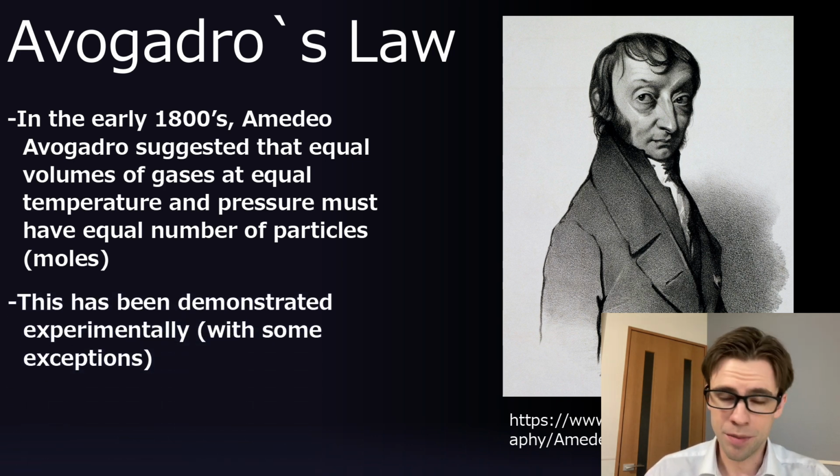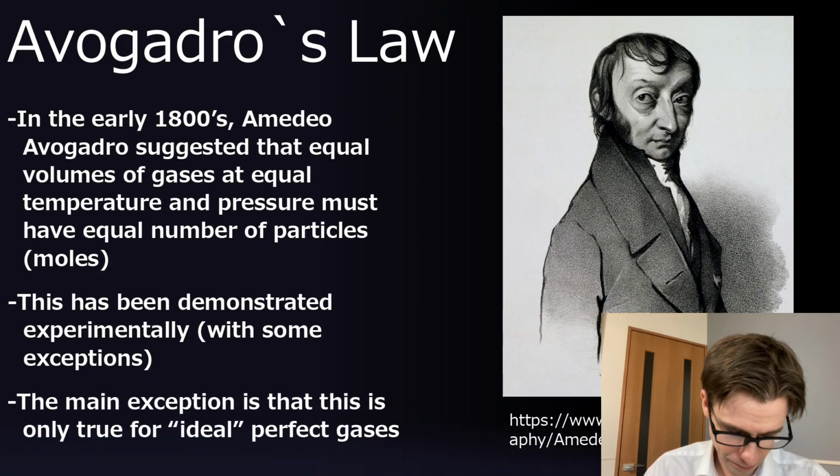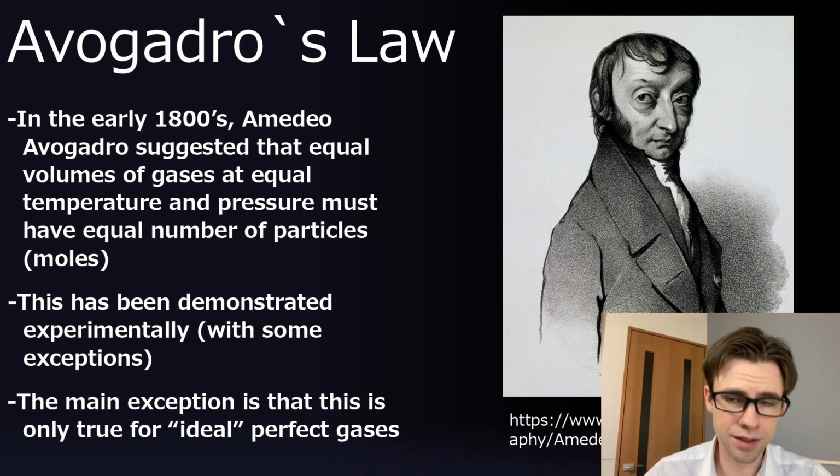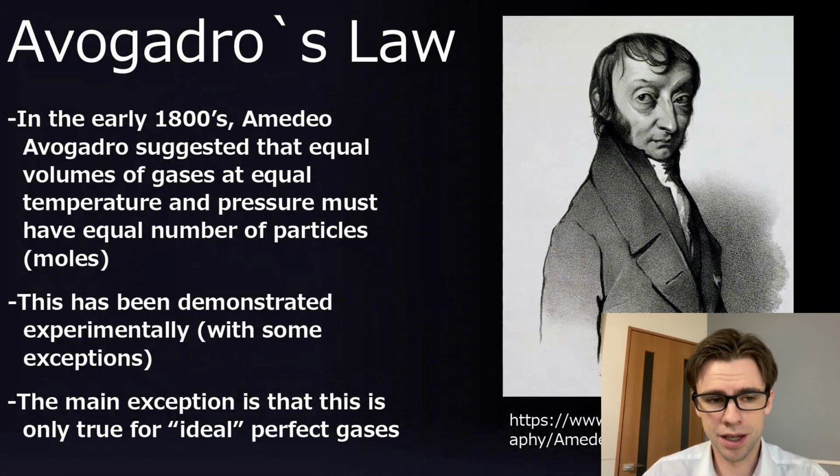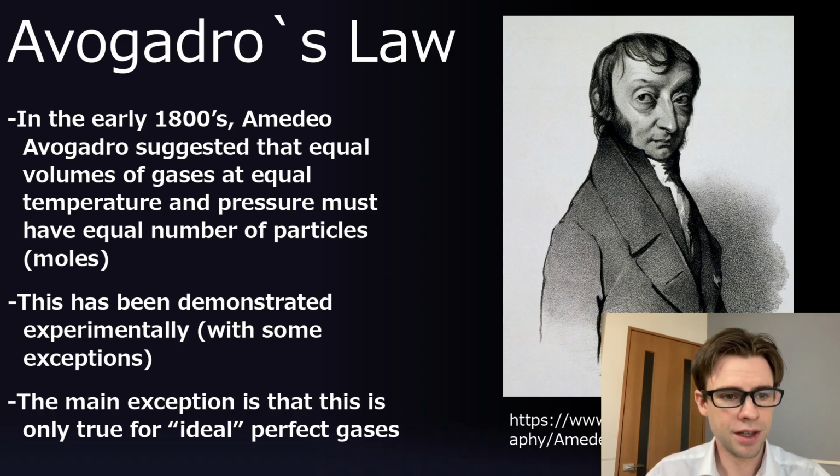So this has been demonstrated experimentally since then to basically be true, with some exceptions. The main exception is that this is only true for ideal gases, or perfect gases, gases which obey a set of rules in a set of conditions. So if we have an ideal gas, a perfect gas, then we can say gases at equal temperature and pressure must have equal number of particles, equal volumes as well. Okay.